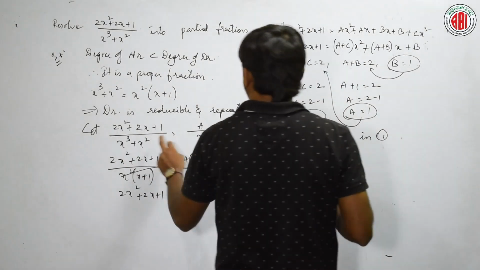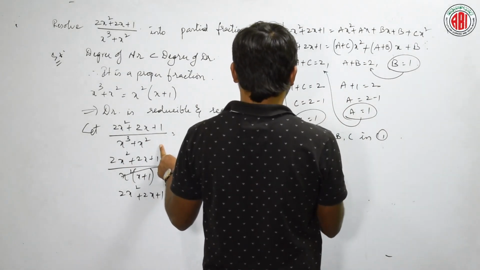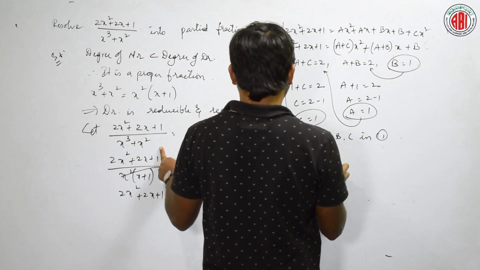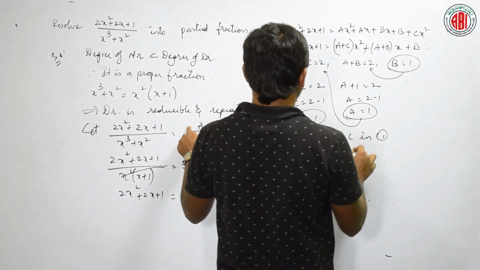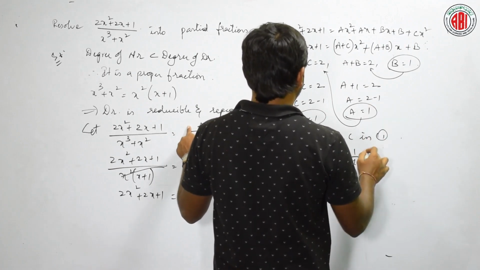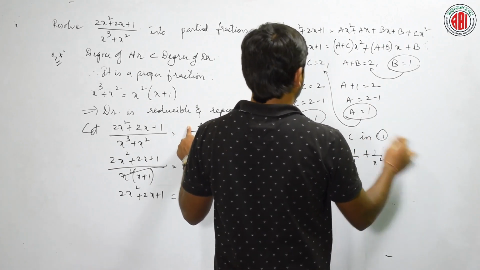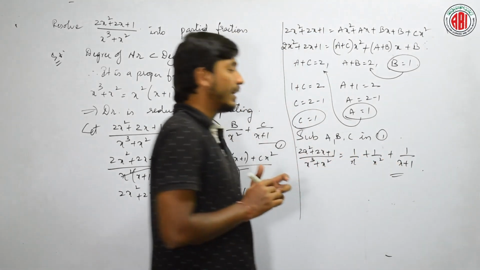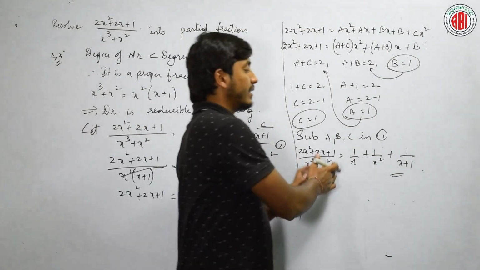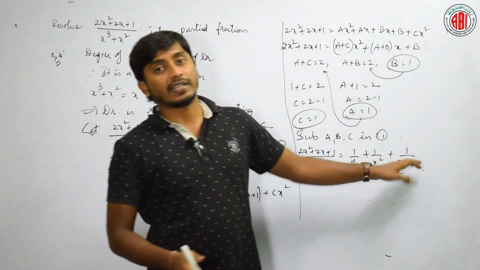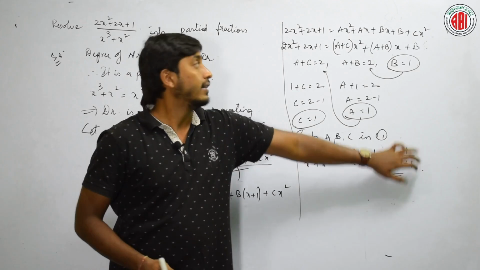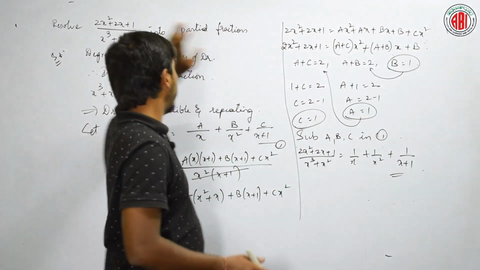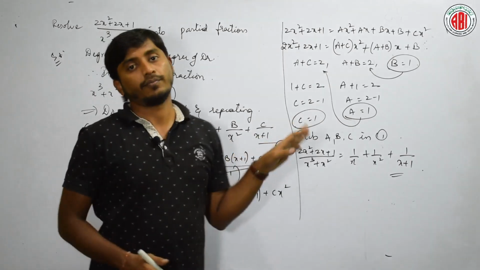So, what are the partial fractions? (2x square plus 2x plus 1) by (x cube plus x square) is equal to, what is a? 1 by x. What is b? 1 by x square. What is c? 1 by x plus 1. Right? Are we able to write a single fraction into multiple fractions? Yes. Is it not easy to solve? The only thing you have to remember is we have to assume. How do we assume and everything?